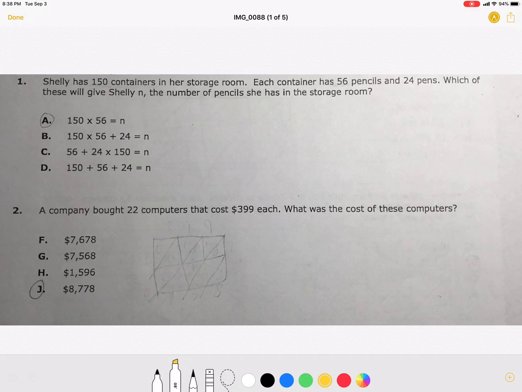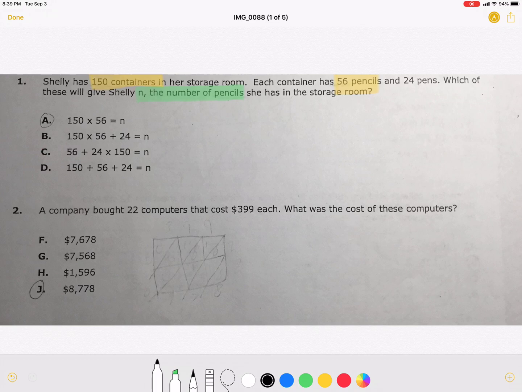Now, what they mean by which of these, they mean which of these number sentences or equations. A number sentence and an equation are the same thing. So let's go with this. We start off with 150 containers. Each container has 56 pencils. Now, I didn't highlight anything else yet, but I am going to highlight very quickly N, the number of pencils.